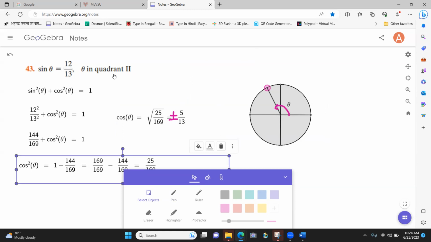Now, we do know one thing: theta is in quadrant 2. In quadrant 2, cosine has to be negative. So I don't need plus minus. I'm going to get rid of my plus minus sign and put a minus. This is a subtle thing that you have to understand. The sign has to be negative because theta is in quadrant 2. As long as it's in quadrant 2, I know cosine will be negative.